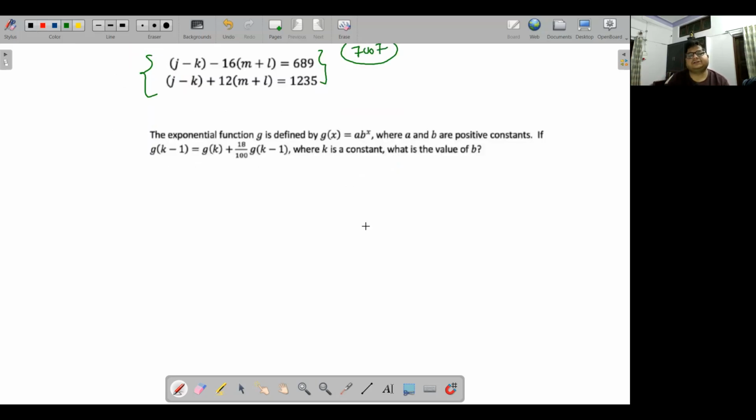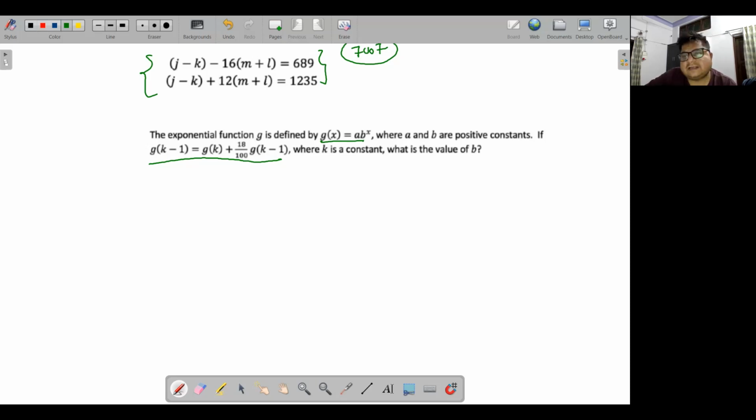The exponential function g is defined by g of x is equal to a b raised to the power x, where a and b are positive constants. If g of k minus 1 is equal to g of k plus 18 over 100 of g of k minus 1, where k is a constant, what is the value of b? So here you can see that this is a very big equation, and it will take so much time. So again, we can use Desmos for that.